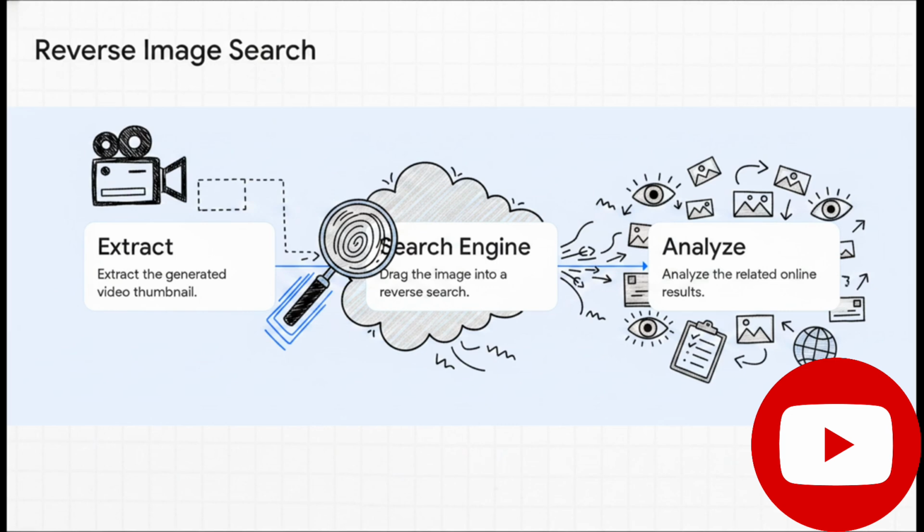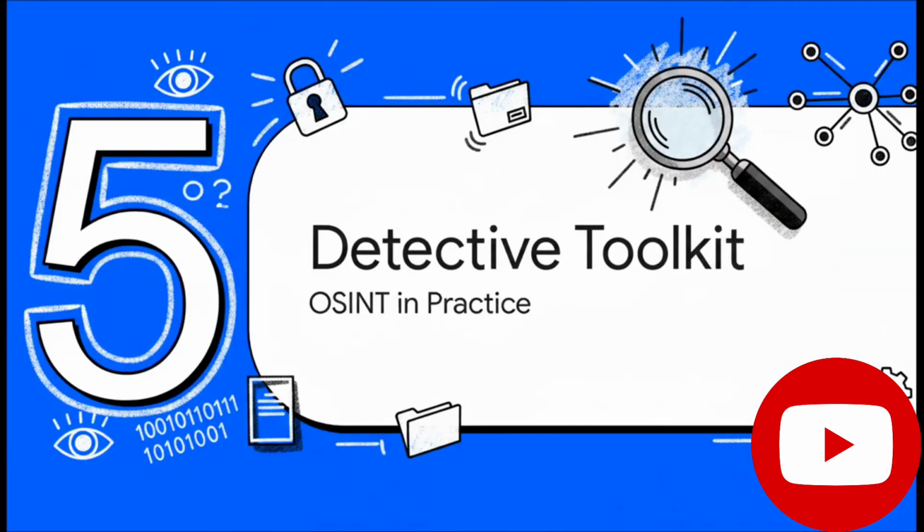And it's almost shockingly simple. You just extract that thumbnail, drag it directly into a reverse image search engine, and watch as the web basically unravels. Suddenly, you aren't just looking at a single isolated file anymore. You're looking at everywhere that specific image has ever been online. Finally, Section 5, your digital detective toolkit and putting OSINT into practice.